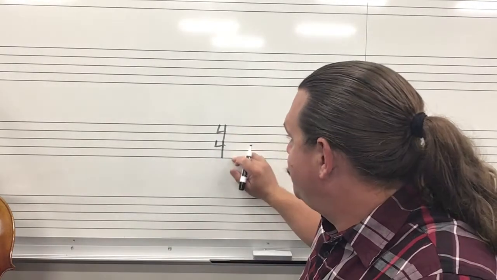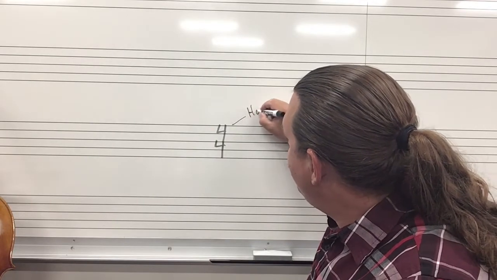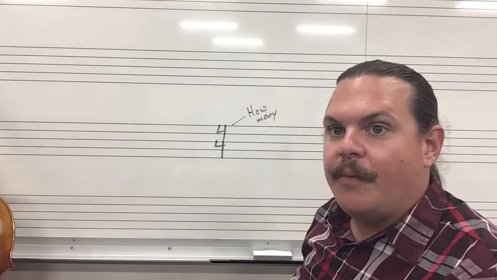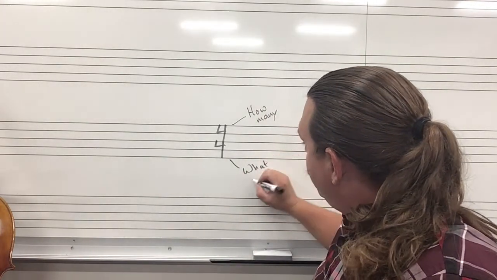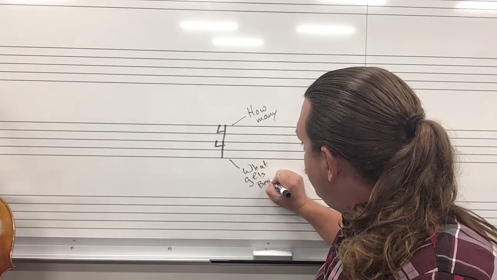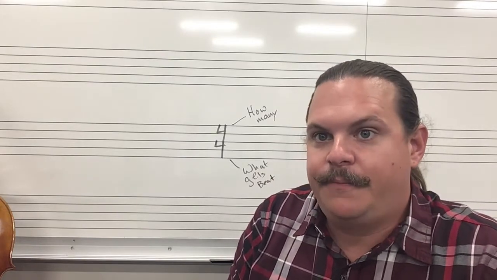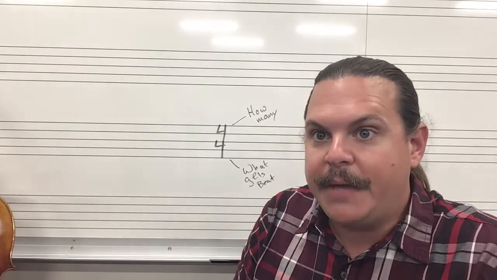Each number has a specific meaning. The top number tells us how many beats in a measure. The bottom number tells us what gets the beat. In this case, this is telling us that there are 4 beats in a measure and that the quarter note or the quarter rest equal 1 beat.